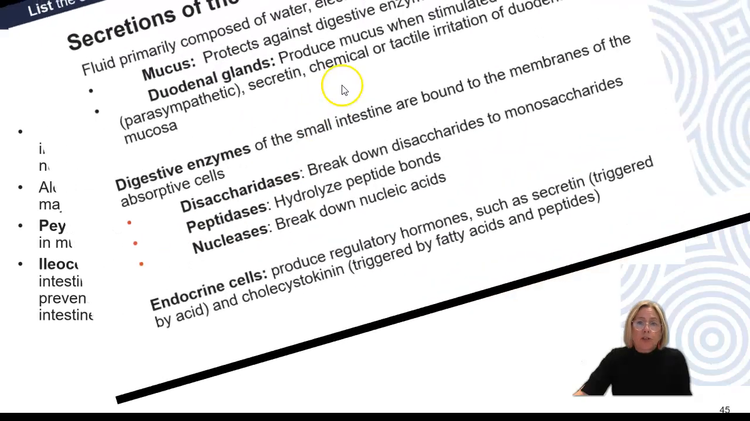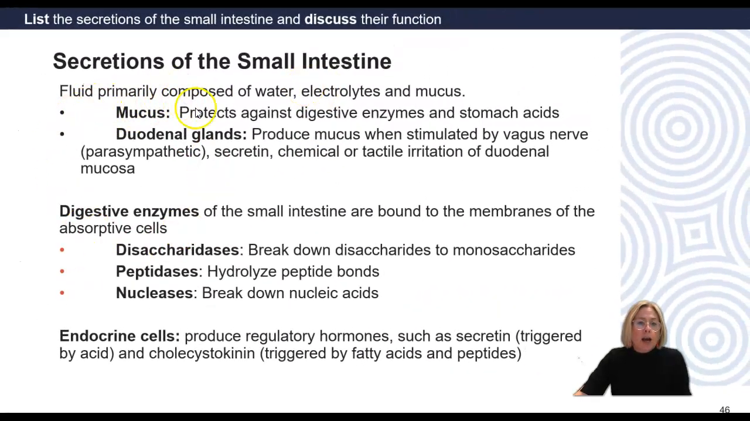Overall, the secretions of the small intestine include things like mucus, again for protection. Duodenal glands that produce mucus, also secretin. And then we have these digestive enzymes too that are bound to the membranes of the absorptive cells, so bound to the brush border.